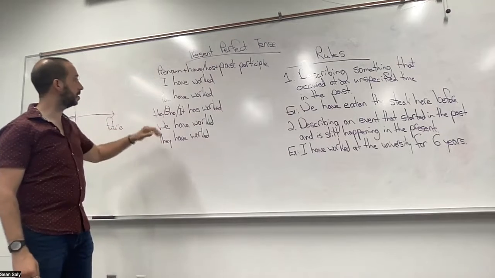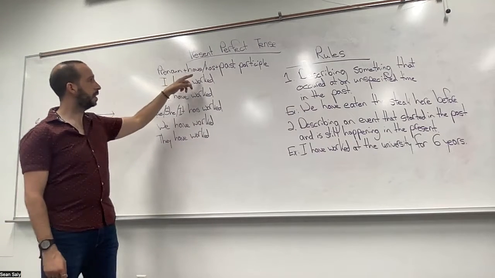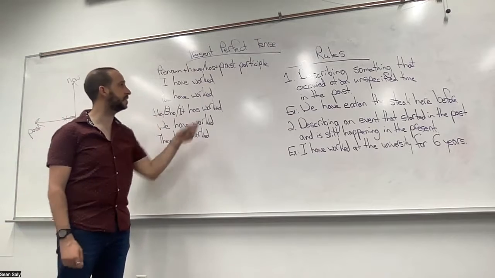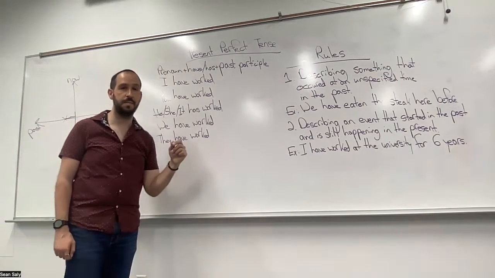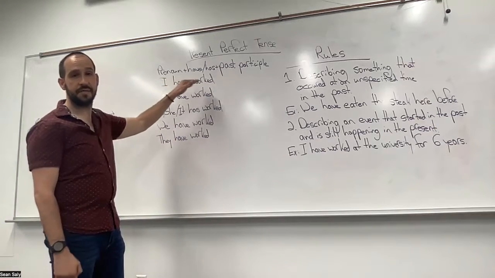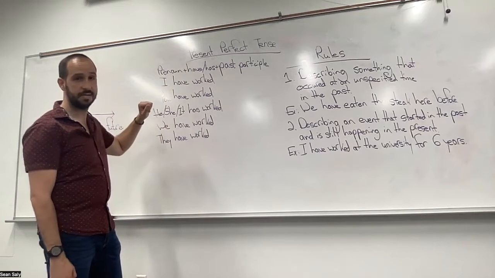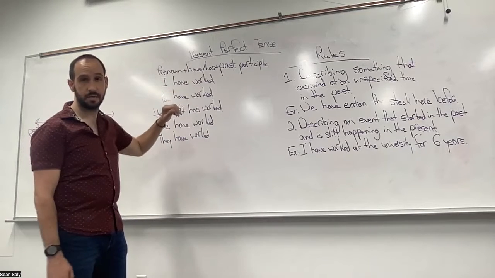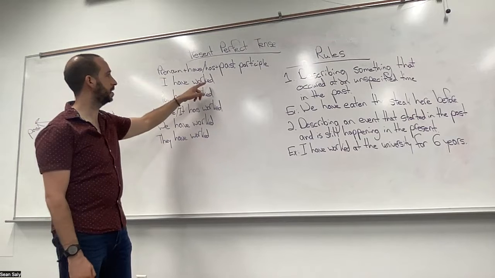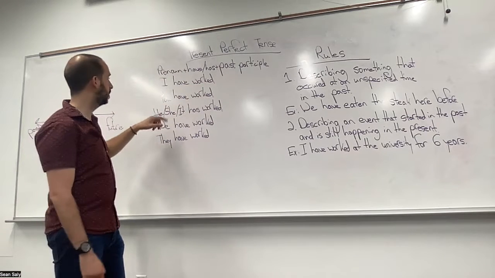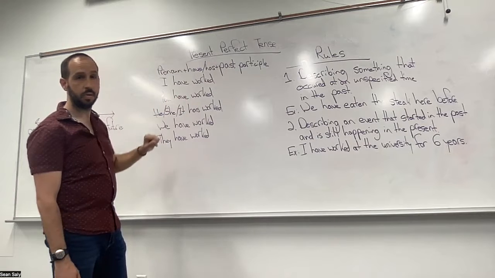Here is the structure. We have our pronoun. Now we're going to have have or has in the verb tense and the past participle of the verb. So if there's no have or has, you do not have the present perfect tense. Here's your example. I have worked. Okay, so we're using the past participle of worked, ed. I have worked. You have worked.